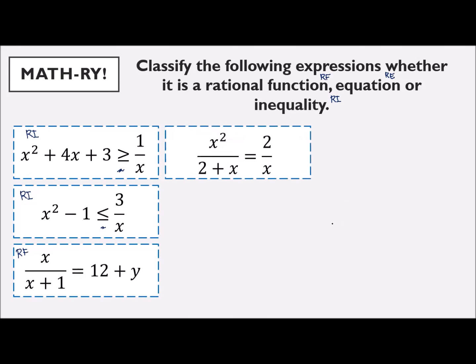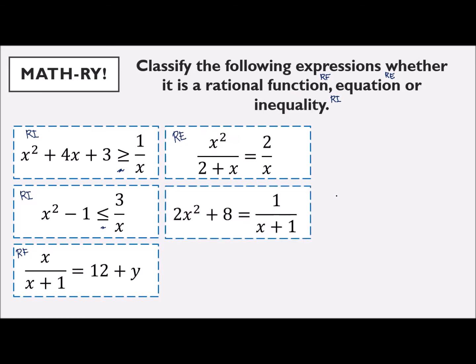Next one, x squared over 2 plus x is equal to 2 over x. What do you think? Very good. This one is a rational equation. We only used one variable, which is x, and we have an equal sign. Next one. 2x squared plus 8 is equal to 1 over x plus 1. Same reason a while ago. So this one is a rational equation.